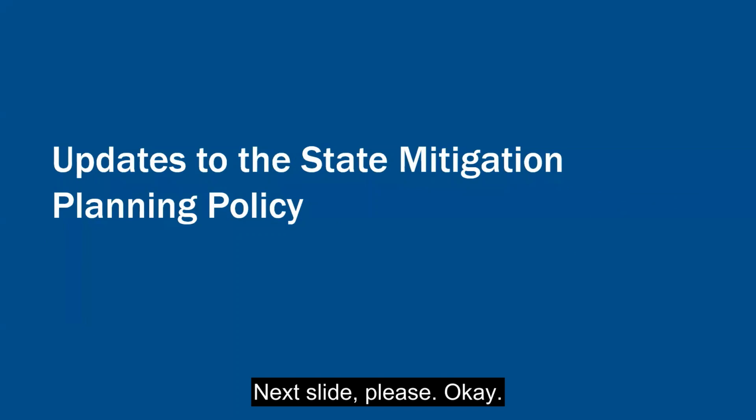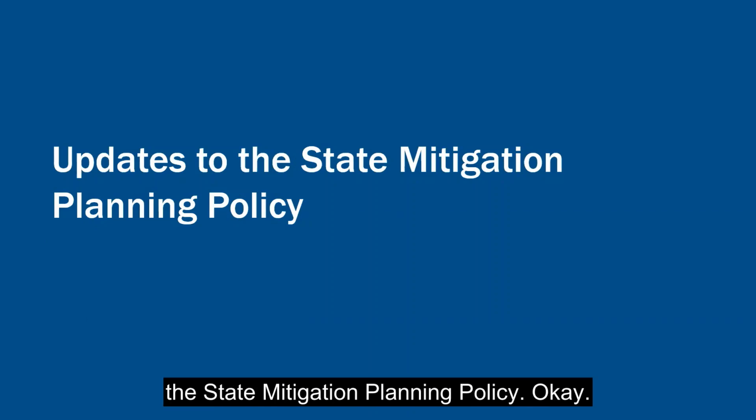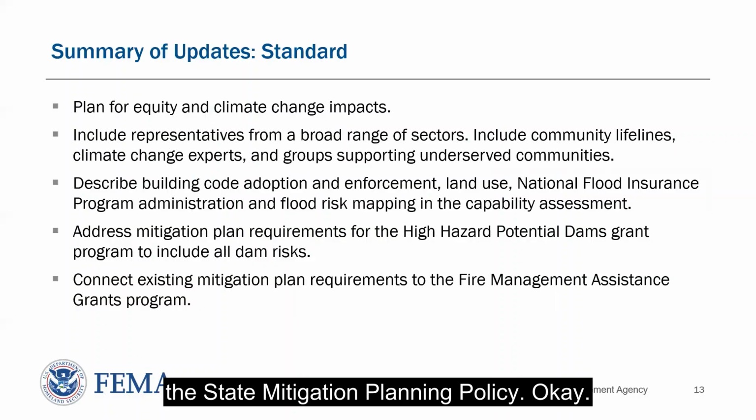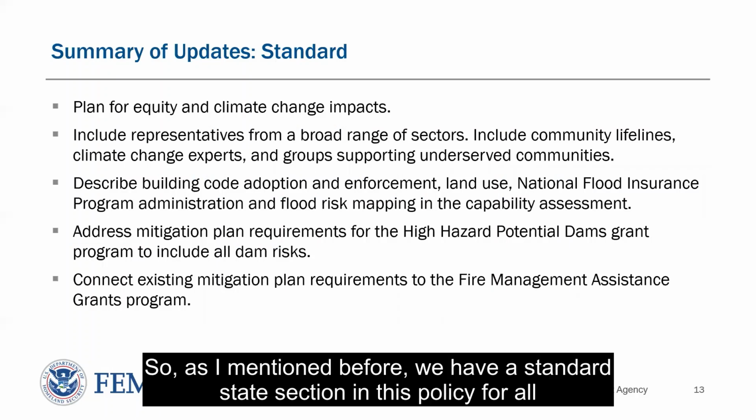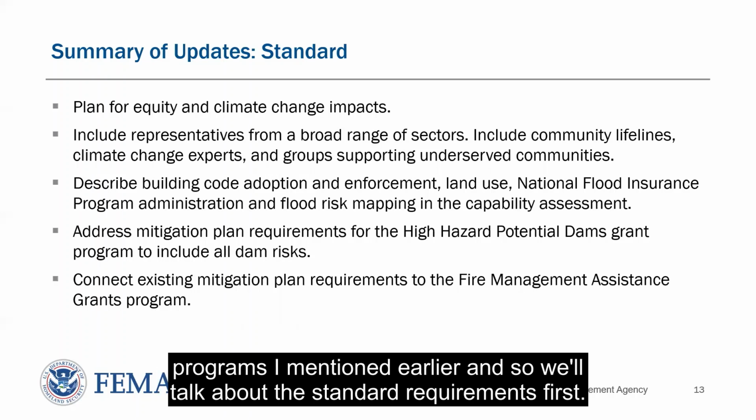Next slide, please. Okay, so now we're going to zoom in a little more, and we're going to talk about the updates to the State Mitigation Planning Policy. As I mentioned before, we have a standard state section in this policy for all states. All states need to get at least the standard designation to be eligible for those programs I mentioned earlier. And so we'll talk about the standard requirements first.